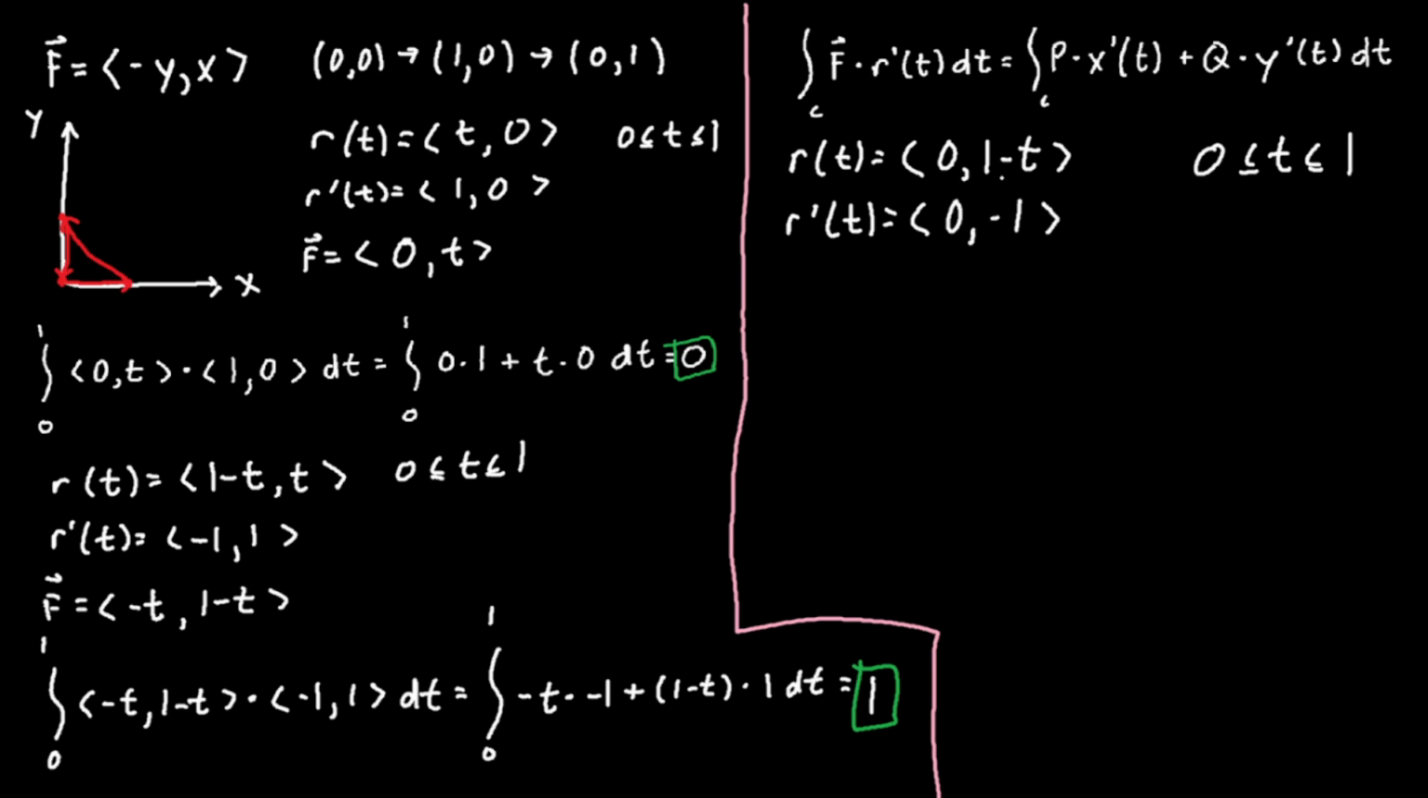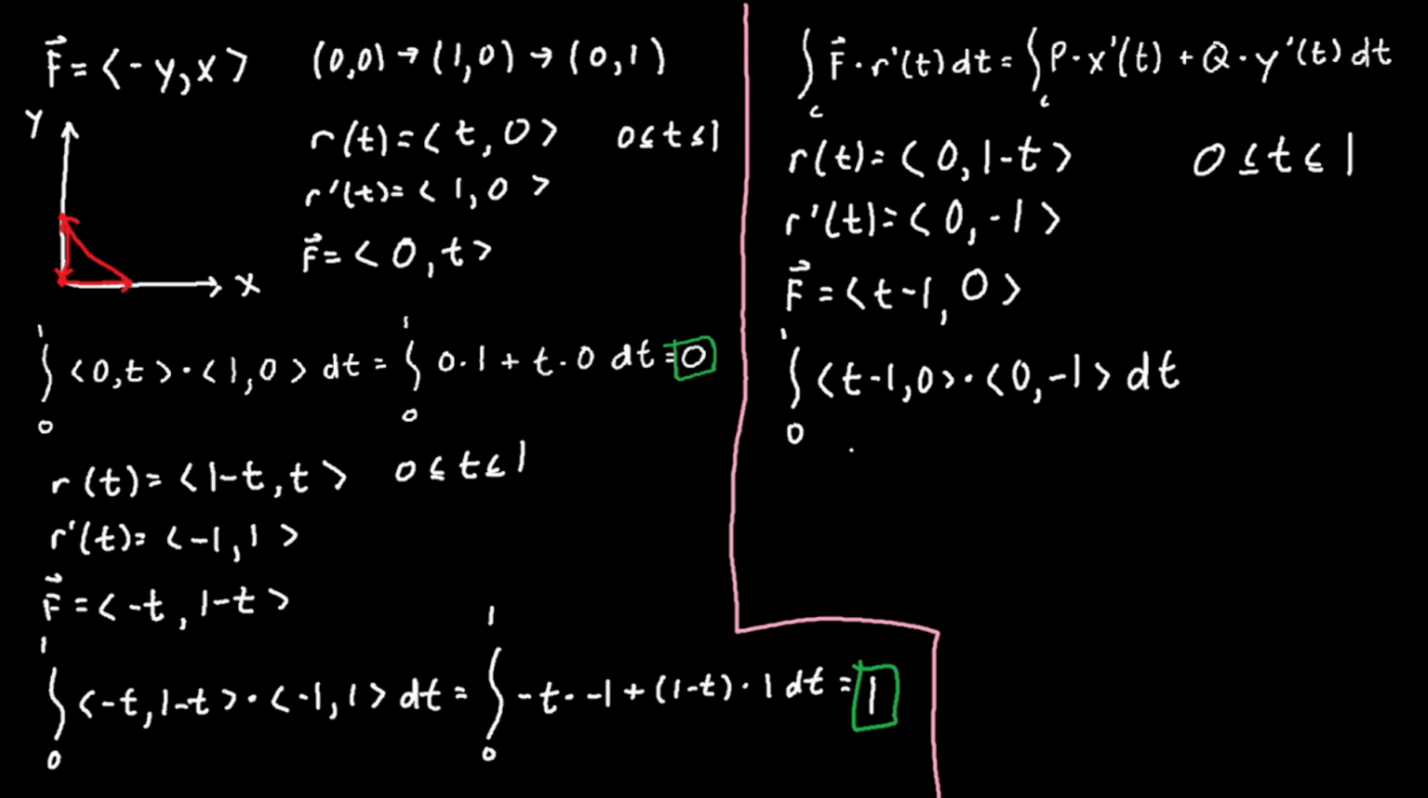So the derivative of this is 0 and negative 1. And our parameterized vector field: negative y is this guy right here. So we do negative y, which is just t minus 1, and x is just 0 here. Now we can set up our integral. 0, 1 as our boundaries, and we dot product our vector field with the derivative of our parameterization, which is 0, negative 1.